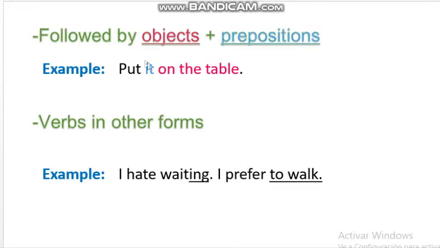In other cases, it could be followed by objects plus prepositions, as in the example. Put it on the table. On is the preposition and the table is the object. The other form is verbs in other forms, as in this case. I hate waiting, I prefer to walk. In this example, we have the two patterns. One is with ing and the other is with to infinitive.